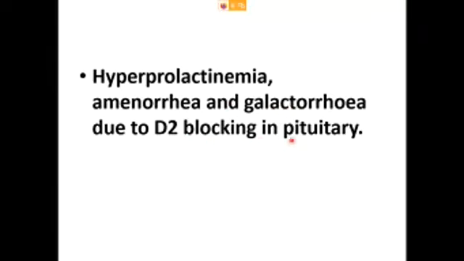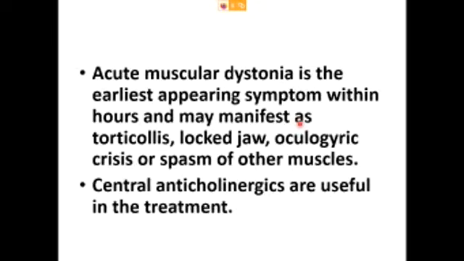And because of D2 blocking activity, your first generation drugs like haloperidol, high potency drugs, can cause hyperprolactinemia, infertility because of amenorrhea and galactorrhea. And first generation drugs, because of blocking D2 receptors, produce extrapyramidal symptoms. And second generation drugs, we have risperidone.